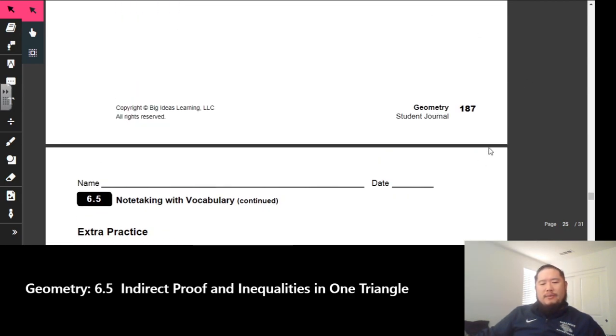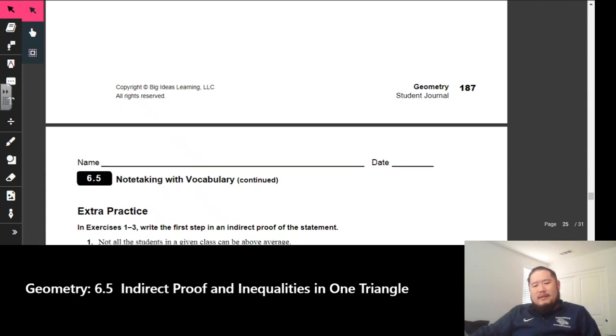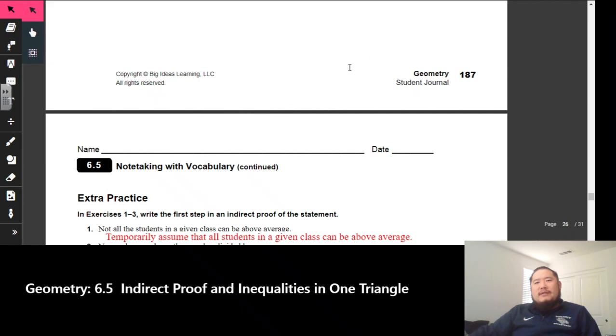All right, let's take a look at a few problems here. Let's start off. Right here, we're trying to write the first step in an indirect proof of the statement. The first one: not all students in a given class can be above average. Remember, our job is to start off by temporarily assuming that this statement is false, by assuming the opposite is true. So we always want to start the problem or the statement by saying temporarily assume.